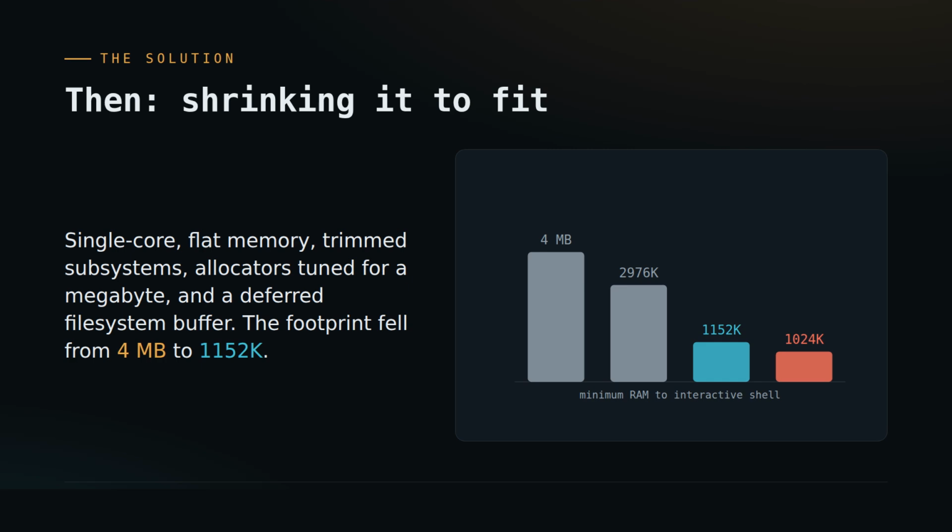Multiprocessing was made optional. The flat memory model replaced the sparse one. Heavyweight subsystems were removed. The allocators were tuned for a system with barely a megabyte. The root file system's decompression buffer was deferred, so it is never allocated. Step by step, the footprint fell from 4 megabytes to just over 1.